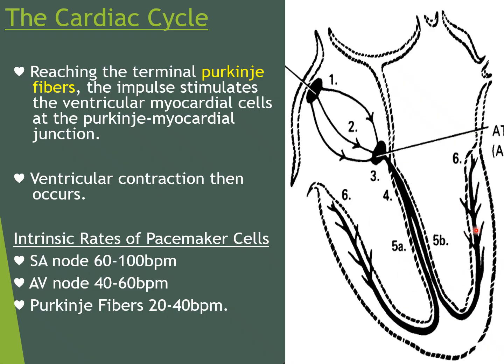The impulse will stimulate the ventricular myocardial cells at the Purkinje myocardial junction, and then ventricular contraction occurs. The intrinsic rate of your SA node is 60 to 100 beats per minute. If this node fails, you have a backup of the AV node, which has an intrinsic rate of 40 to 60 beats per minute. And if this fails, you have your backup, and the Purkinje fibers will fire at a rate of 20 to 40 beats per minute.